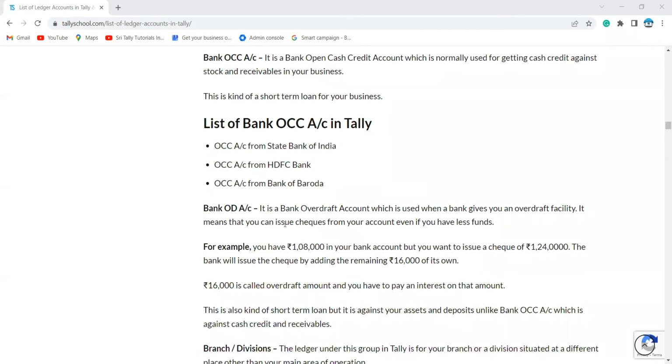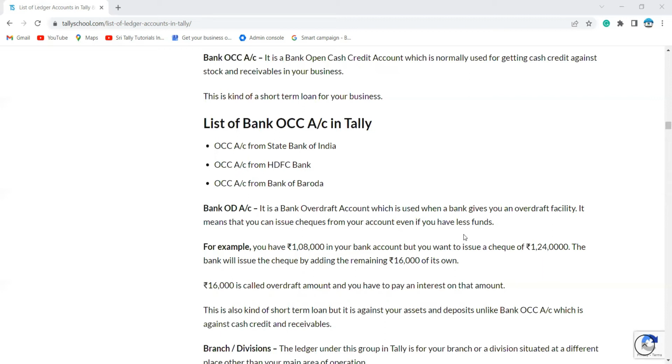Next, what is meant by bank OD account? It is a bank overdraft account, which is used when a bank gives an overdraft facility. It means that you can use checks from your account even if you have less funds. You are working in an organization. Sometimes we don't have a sufficient amount to maintain company transactions. At that time, we are using bank money.